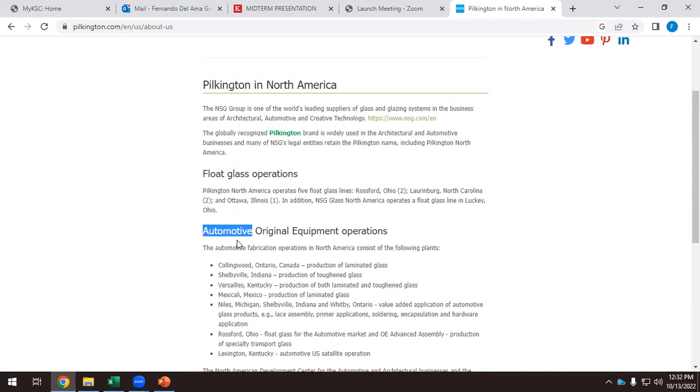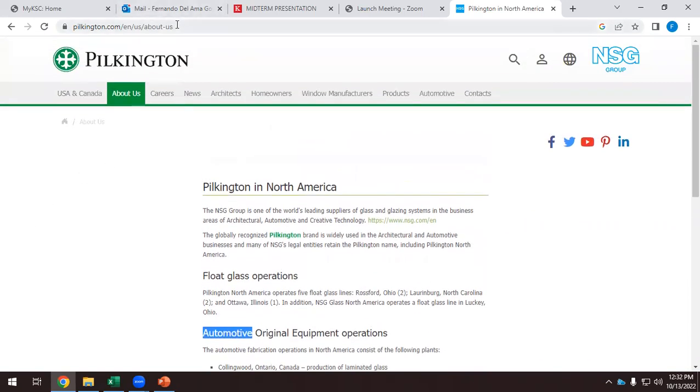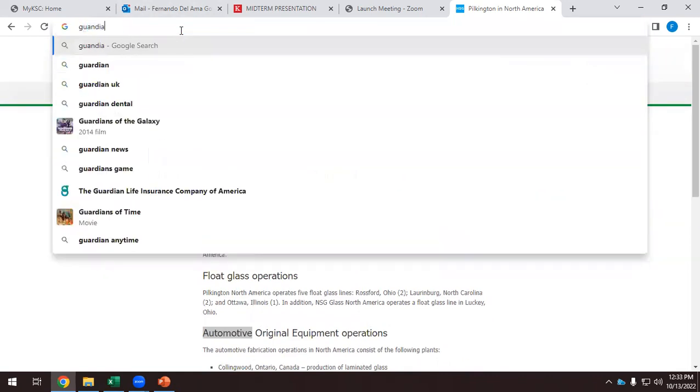It's different because the glasses in cars or in vehicles are not flat. The windshield is not flat, it's slightly curved. And the float glass is something that manufactures these flat panes that we have in buildings. So this is the float glass operation. They manufacture a lot. And then the other company that works in the United States is Guardian.